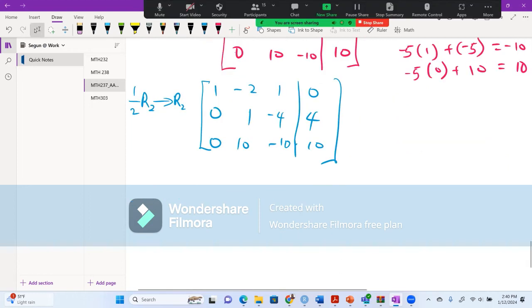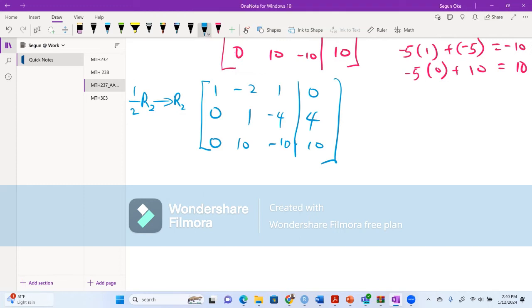So the next thing is, which of the rows do you think I can still perform something on? Do you see R3? What can we do to R3?